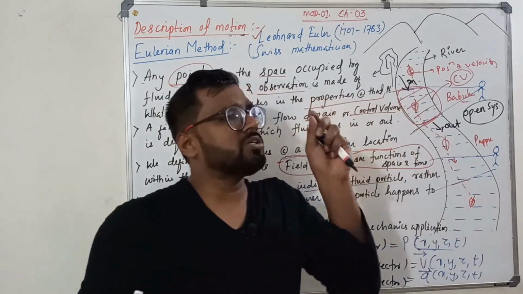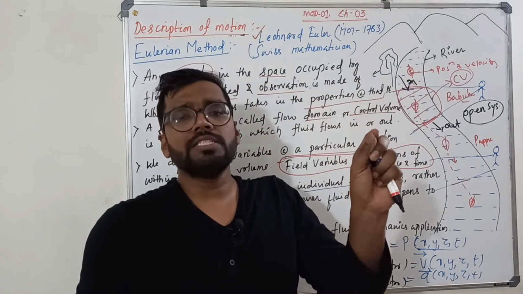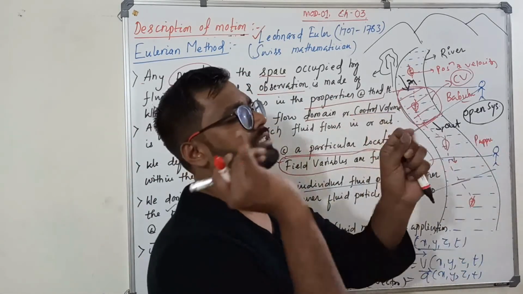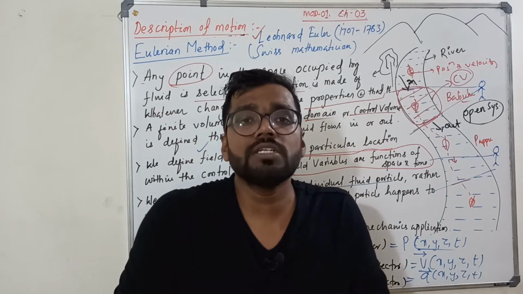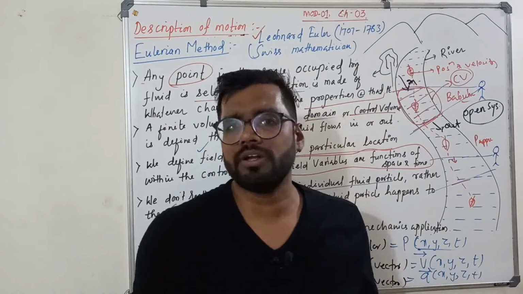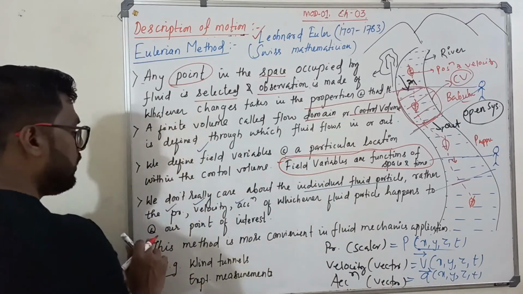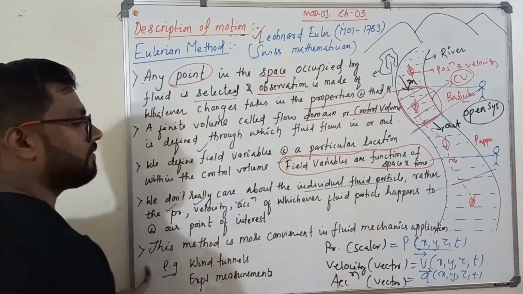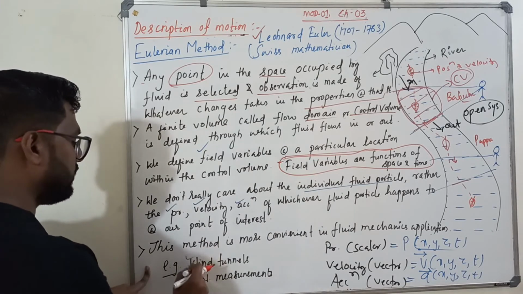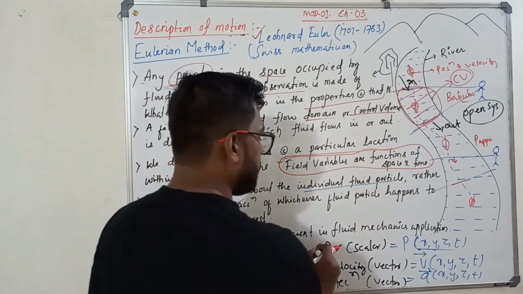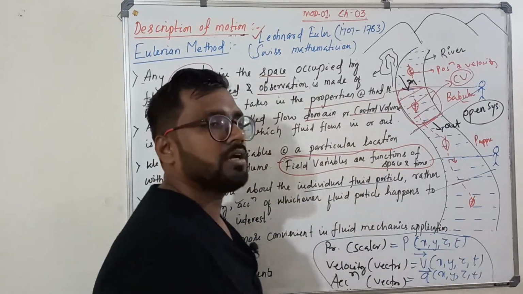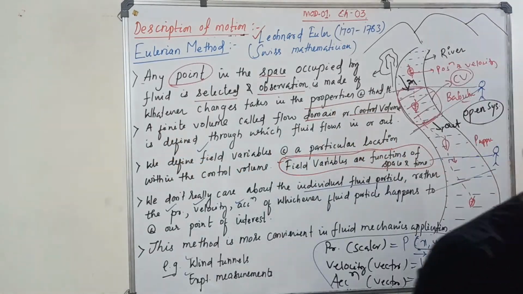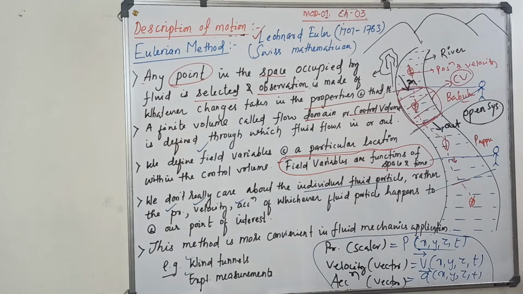I just need to fix my point of interest, and whenever a fluid is passing through that, I have to find out what the velocity, pressure, and acceleration are at that point. That's all. So this method is more convenient for fluid mechanics applications, for example in a wind tunnel or experimental methods. This you understood, right? So this is your Eulerian method. Pause the video, note it down fast.